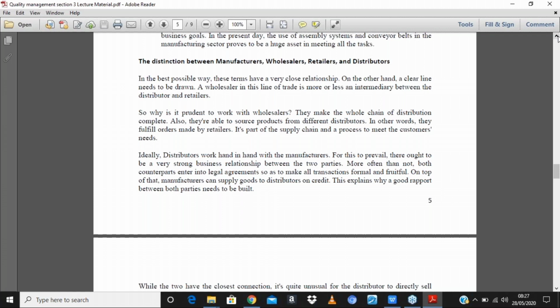Then a retailer is somebody who buys lower quantity. Along the supply chain, they buy lower quantities from the wholesalers. Then who is a distributor? Distributors work hand in hand with the manufacturer, with a very strong business relationship between the two parties. More often than not, both counterparts enter into a legal form of agreement. And of course that relationship fosters business activity.